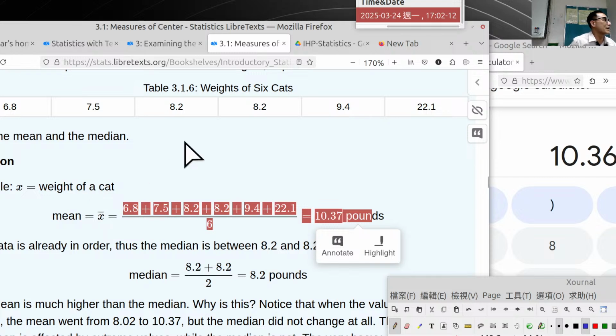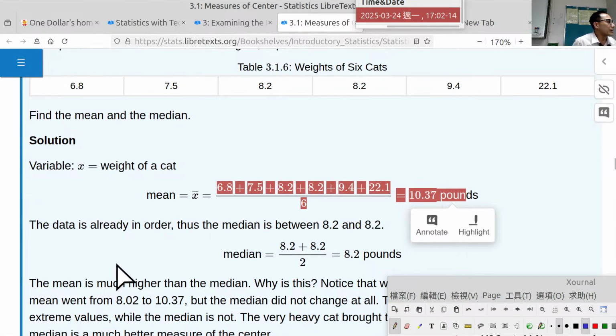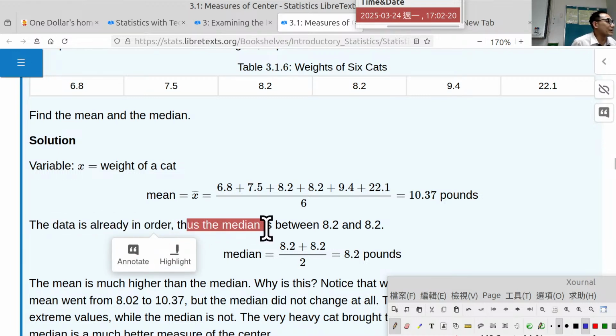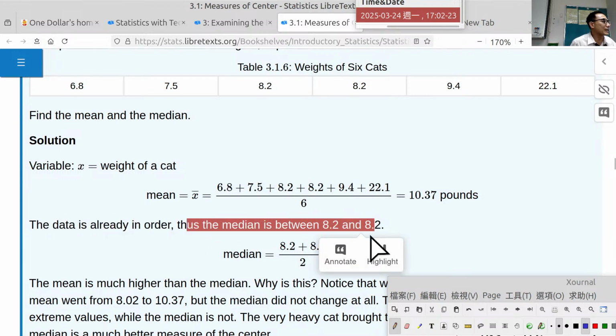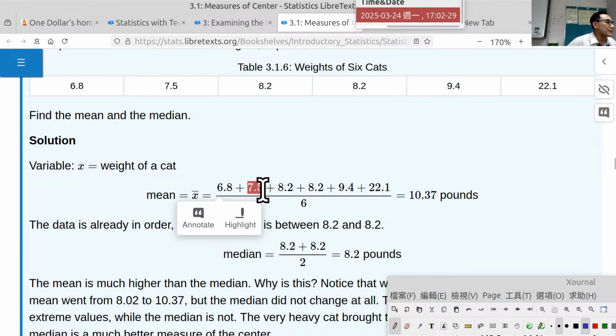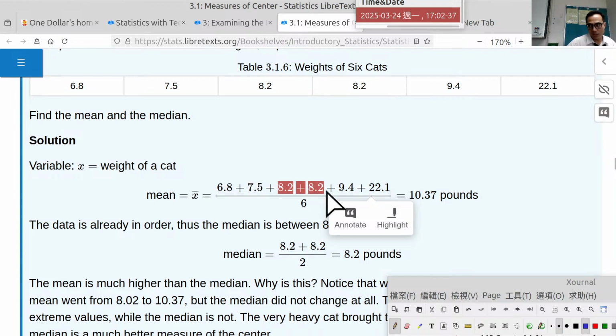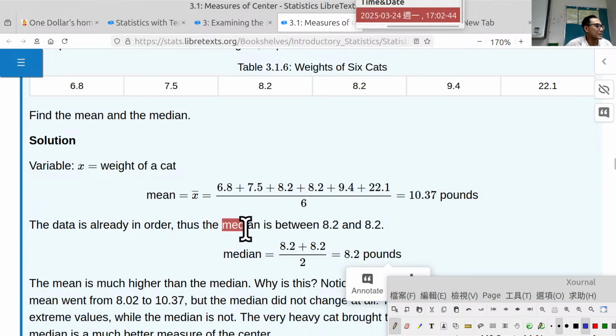Okay, and next. The data is already in order from small to large. Thus, the median is between the third one and the fourth one: first, second, third, fourth, fifth, and sixth. We just take the average of these two, 8.2 plus 8.2, and the average is also 8.2. Okay, that's the median.